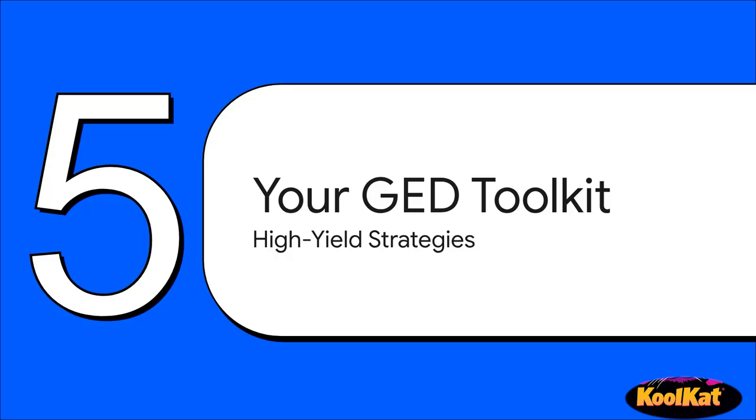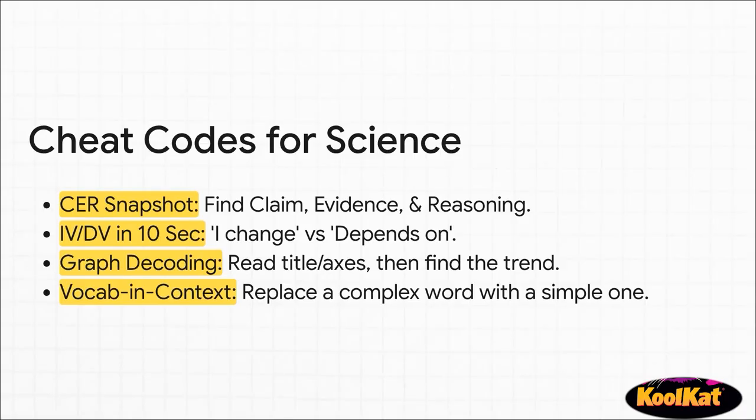So, we've covered the biology, but way more importantly, we have built a toolkit. Let's do a quick recap of the 4 most powerful strategies you can take with you right into the test. Seriously, think of these as your cheat codes. First, the CER snapshot for any passage that's making an argument. Second, the 10-second trick for any experiment question. Third, the graph decoding method. Always read the title and axes first, then look for the trend. And finally, when you hit a crazy word like alveoli, just mentally swap it out for its simple definition, like tiny air sacs, and see if the sentence makes more sense.